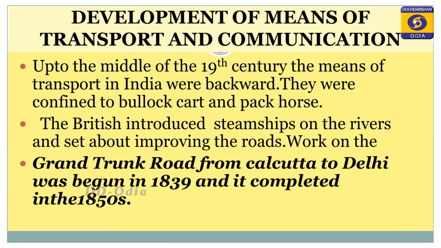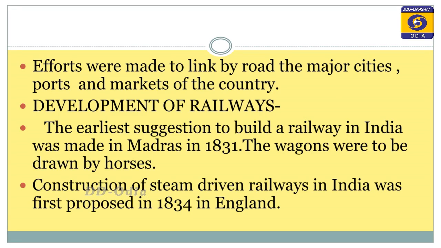The Grand Trunk Road from Calcutta to Delhi was begun in 1839 and completed in the 1850s. This was the road constructed by the English East India Company for the convenience of their transport system. They could easily take away the raw materials to their country, and they could easily reach the places where the people raised their voice against them. Then efforts were made to link by road the major cities, ports and markets of the country for their trading purposes.